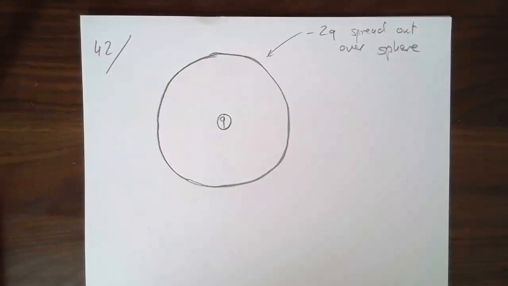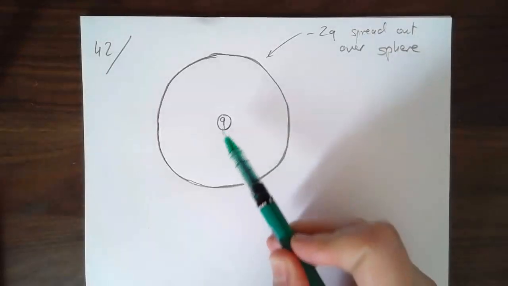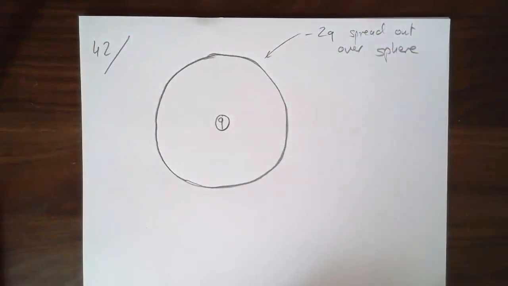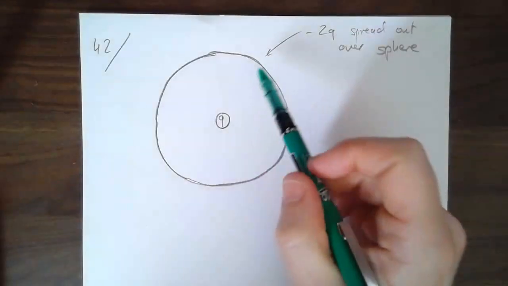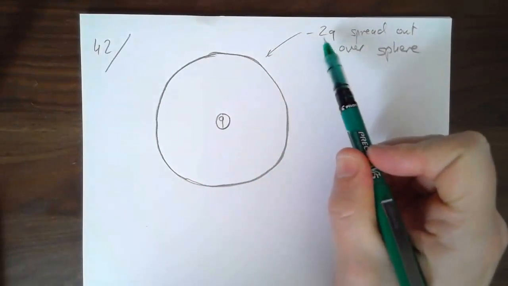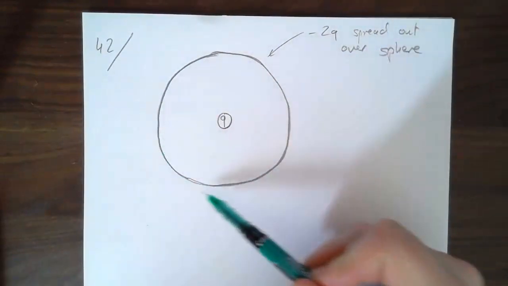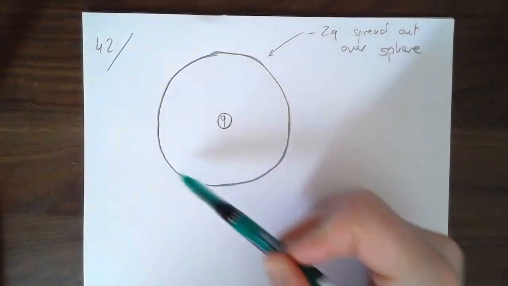The setup for 42 is that we have a charge in the center of a sphere. The charge in the center is charge Q. Indication is it is positive. And there's a charge minus 2q, so twice as much, spread out over the surface of this outer sphere.